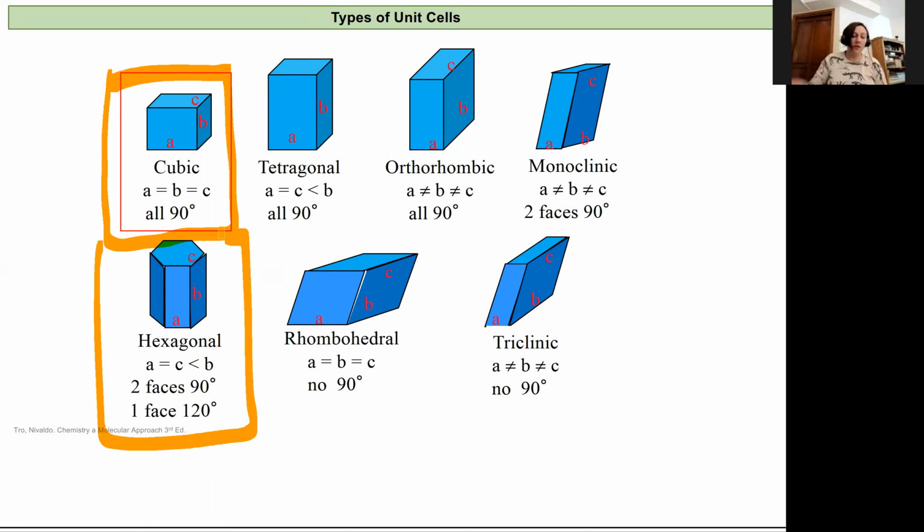So our cubic ones will be nice because the 3 lengths, height, width, or ABC, are all going to be the same, and our angles on it will be 90 degrees. In our hexagonal ones, our length and width will be the same, but our height will be different. And we'll have some 90-degree angles, but then we'll also have one face that's at 120 degrees to create that hexagon shape.